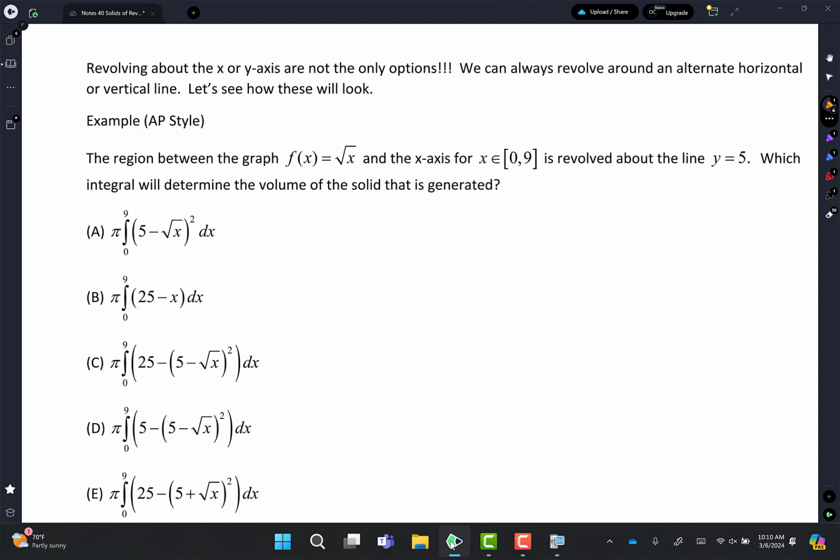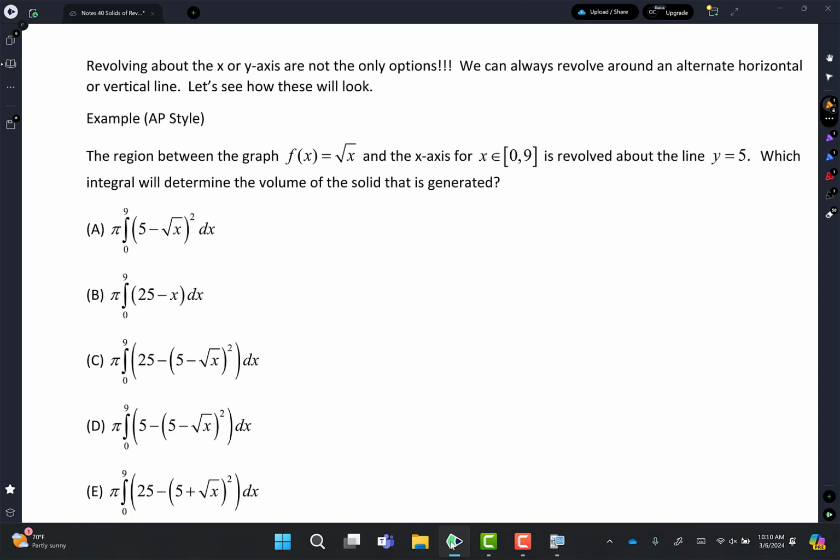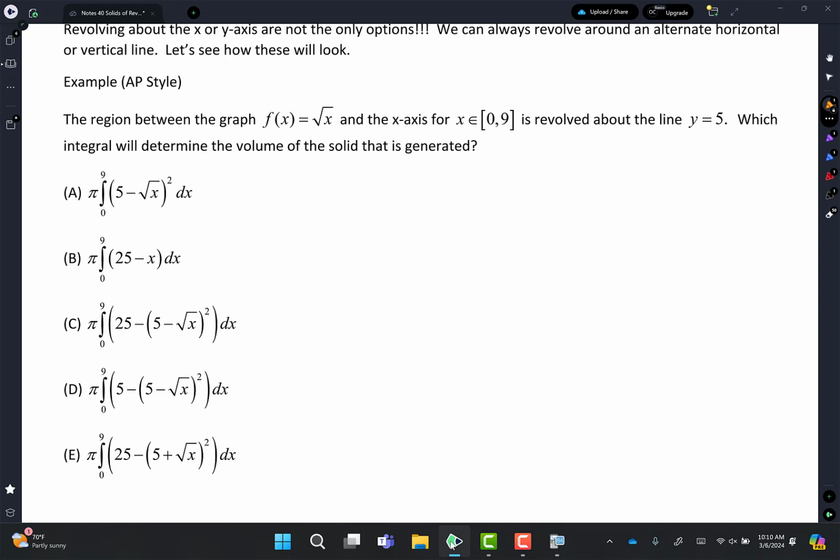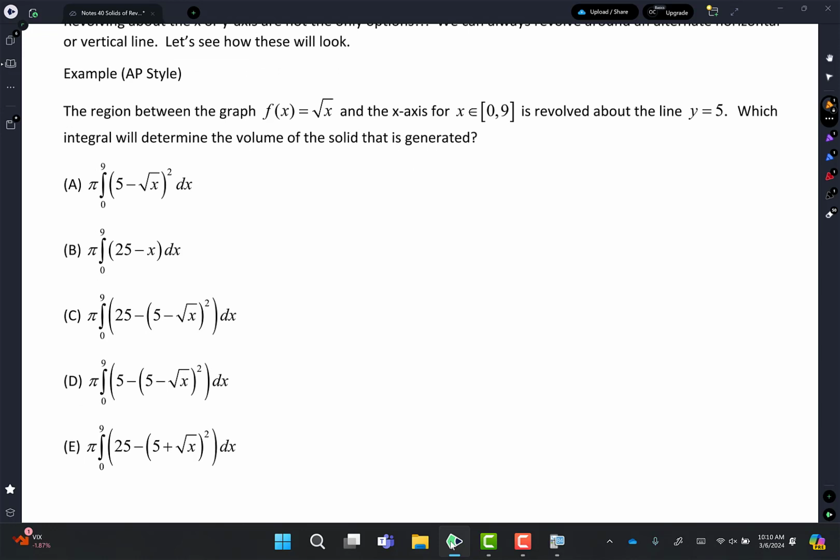This is fun, especially for you art lovers. We're going to revolve around something that is not the x-axis or the y-axis. So check it out. It says, revolving about an x or y-axis aren't the only options. We can always revolve around an alternate horizontal or vertical line. Let's see how this will look. The region between, all right, guys, see if you can draw this. The region between the graph f of x equals square root of x and the x-axis between 0 and 9 is revolved about y equals 5.